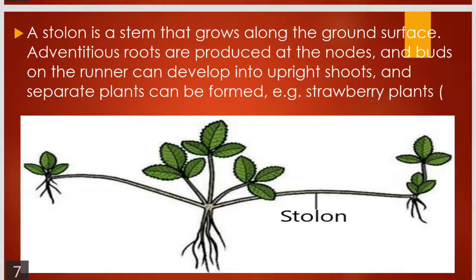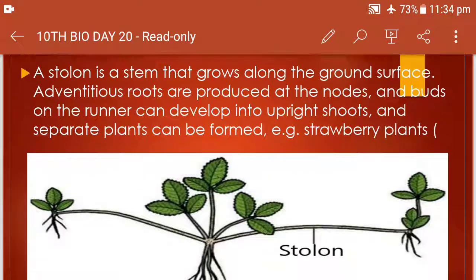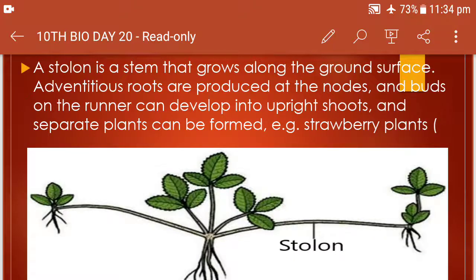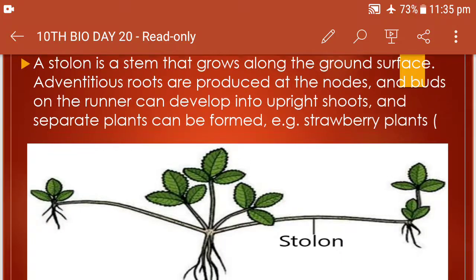Stolon is here. Example is the strawberry plant. A stolon is a stem that grows along the ground surface and adventitious roots are produced at the nodes, and buds on the runner can develop into an upright shoot, and separate plants can be formed. As you can see, from the nodes the roots are developed, adventitious roots, a tuft of roots, and from the buds the stem is developed, and they get detached from the parent plant and live as an individual plant. This is an example, strawberry plant, for stolon.